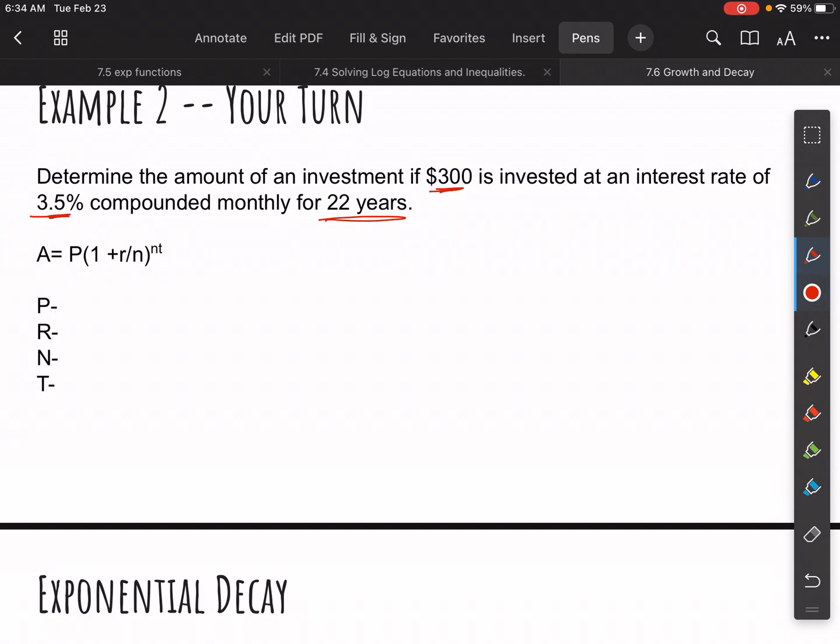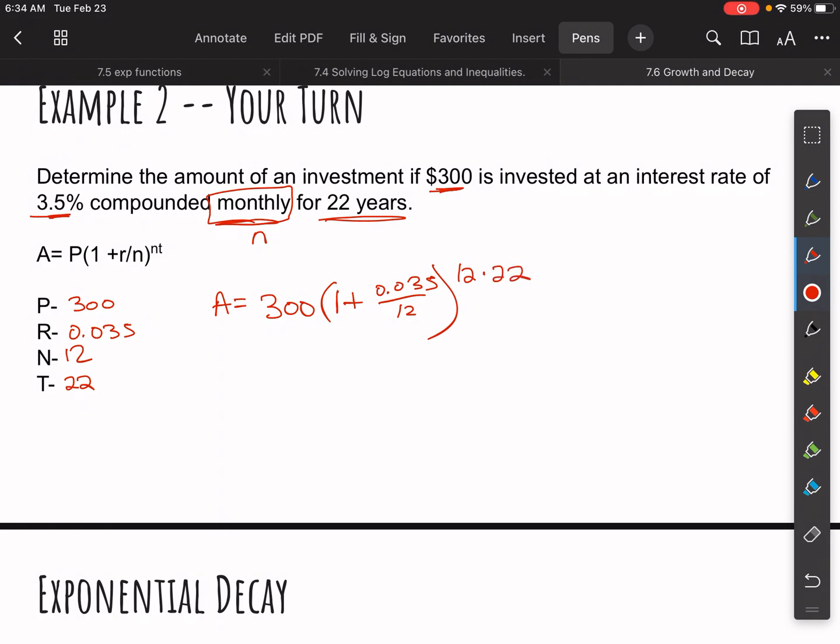The P here, the principal that you start with, is 300. The rate is 0.035. The n value is going to be 12, because it's compounded monthly, and then 22 years is the time frame. So let's go ahead and plug this in. We get A is equal to 300 times (1 plus 0.035 over 12), all to the 12 times 22.